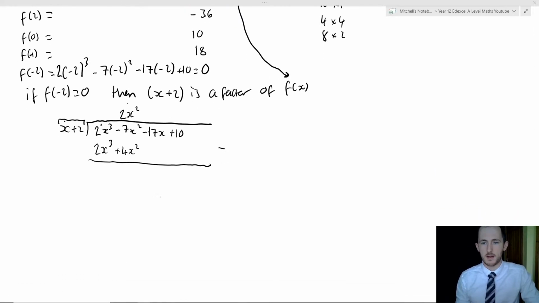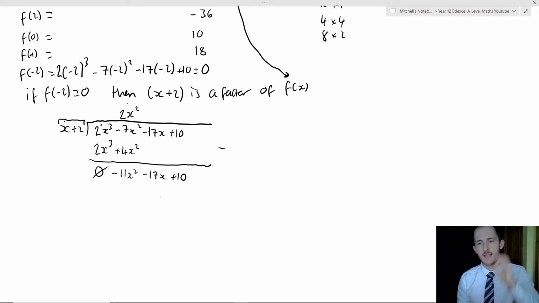So 2x cubed minus x cubed is 0. Minus 7x squared minus 4x is minus 11x squared. And it's also really important that you remember the minus comes in between. There are some issues sometimes when people subtract, but then they don't carry the signs correctly. And then the minus 17x and then the plus 10 is obviously exactly the same. Okay, so now this is nothing anymore.